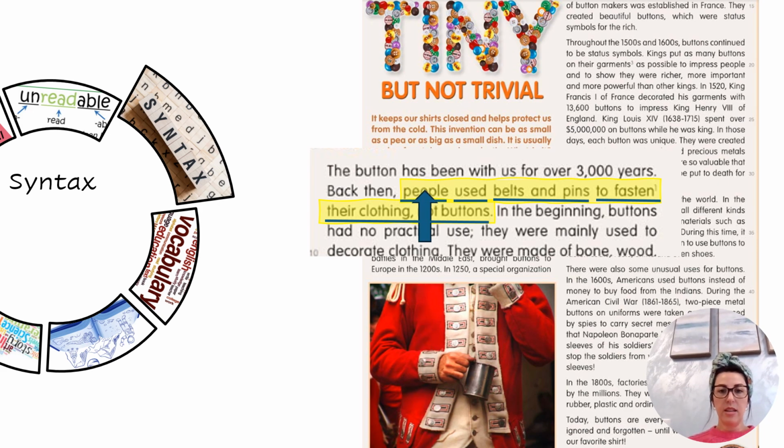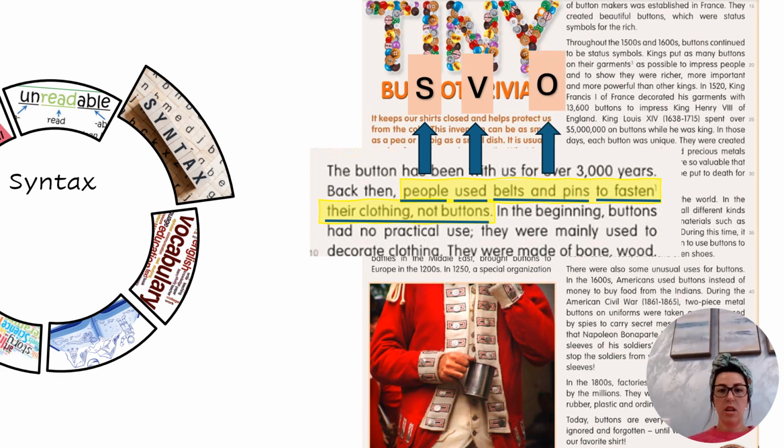So the reader has to understand the syntax of the sentence and the pattern of a sentence, which is the SVO: the subject, verb, object, and the rest of the sentence basically. And he needs to understand how the sentence is built in order to understand it better.